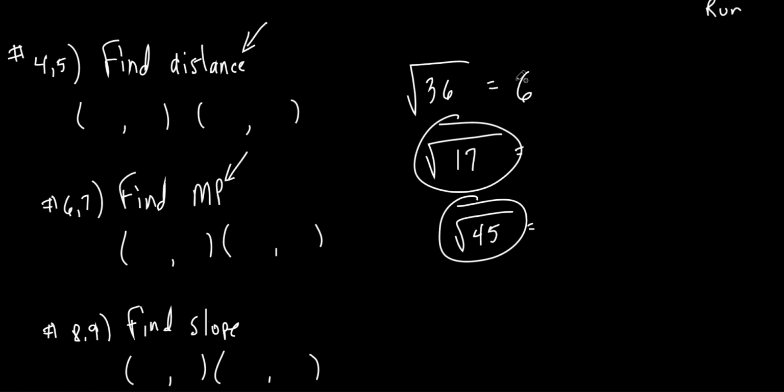So if you came out with the square root of 9, what's the square root of 9? 3. Square root of 16 is what? 4. What's the square root of 25? 5, okay? So on stuff like that, yeah, you should write your answer as a nice whole number. If it comes out like this, just keep it under a square root.